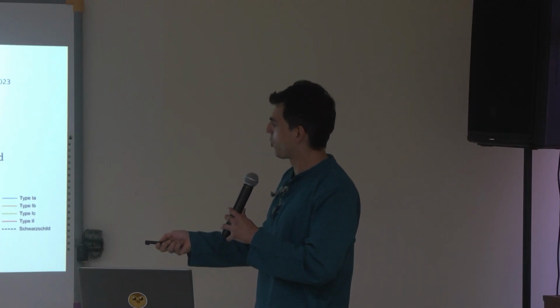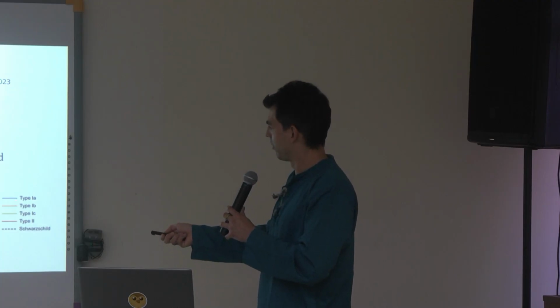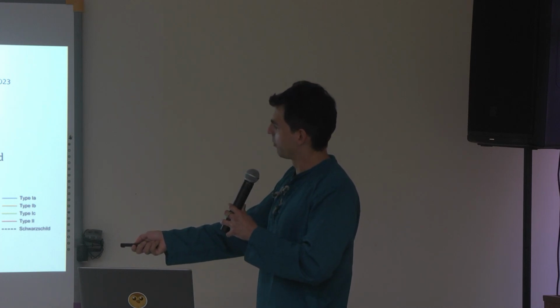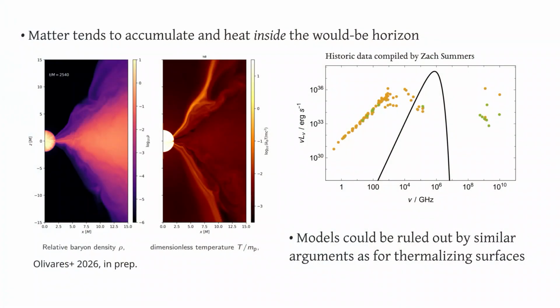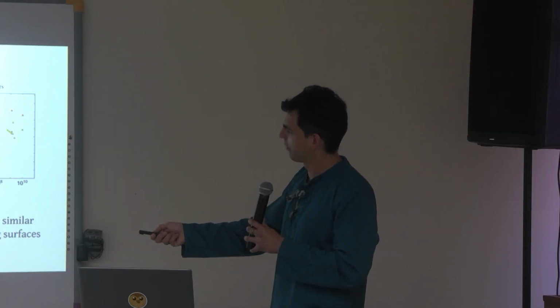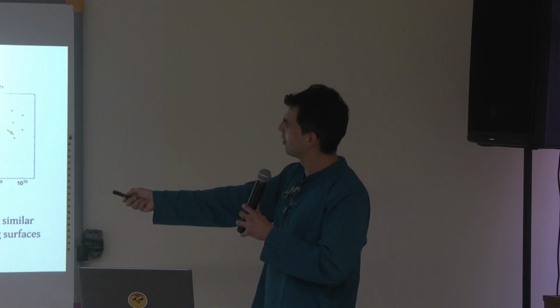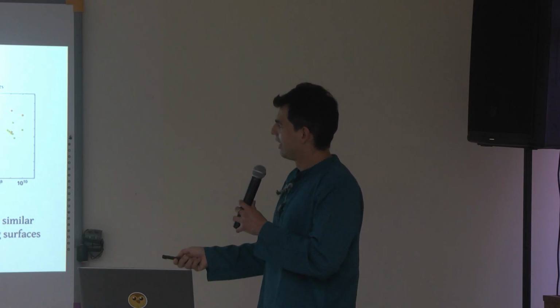And interestingly, there are 4 qualitatively different cases of naked singularities that behave very differently if one looks at their effective potential. These include cases of singularities that are attractive and repulsive. So we simulated accretion onto this type of singularities. And very interestingly, we found that matter tends to accumulate and heat inside of the would-be horizon.